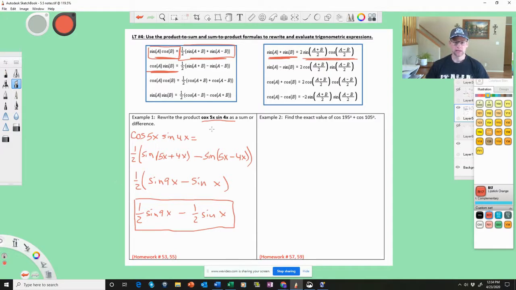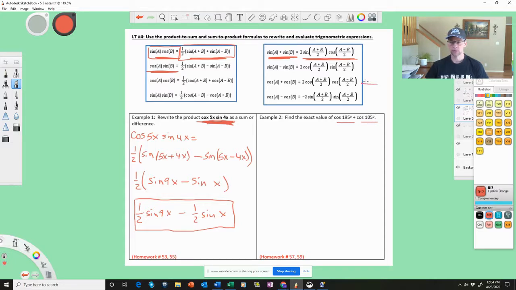So what we've done is we've taken an expression which was the product of two trigonometric functions and rewritten it as the sum or difference, in this case, of two trigonometric expressions instead. Let's do it again. This time let's use some actual numerical examples. So let's do the cosine of 195 plus the cosine of 105. And we're going to find the exact value of these by using one of these little formulas here.